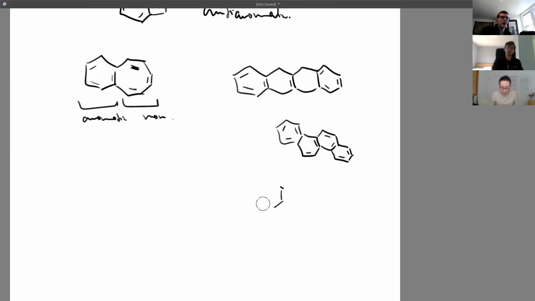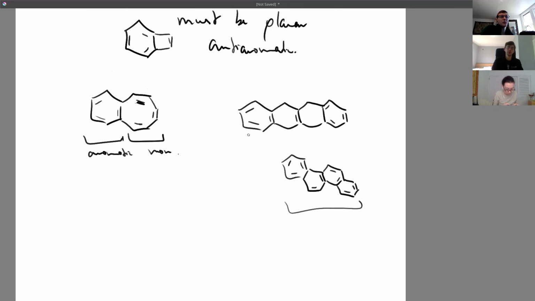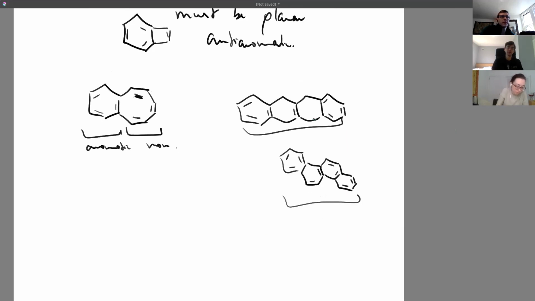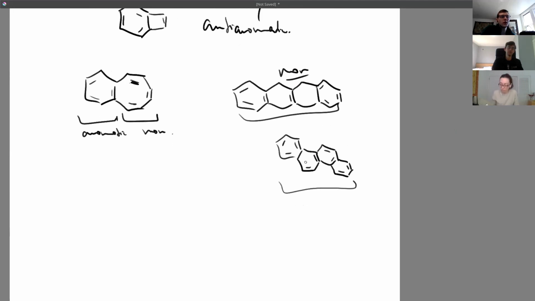Well, since I already drew this molecule here, what do you guys think it is? And what about this one too? Bottom one's anti-aromatic. Top one's non-aromatic. Yeah, so this one is non-aromatic, good, and this one is anti-aromatic.